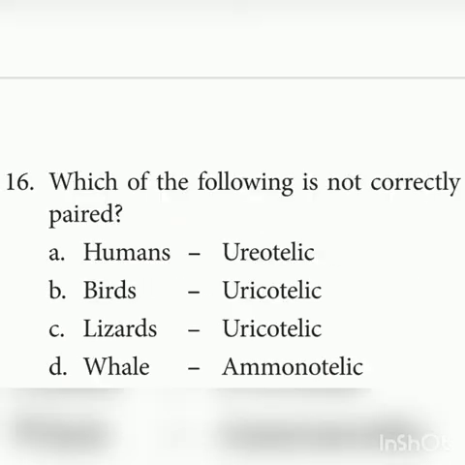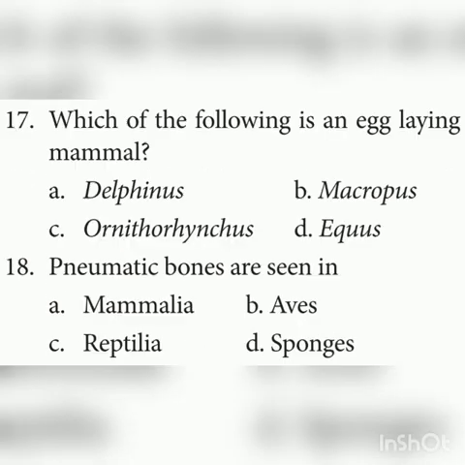16th one, which of the following is not a correct pair? Whale, aminotelic. Whale is not a fish, it is a mammal, so it excretes urea. So it is the wrong one. 17th one, which of the following is an egg-laying mammal? Ornithorhynchus. And 18th one, pneumatic bones are the bones filled with air cavities. It is seen in birds, that is Aves.